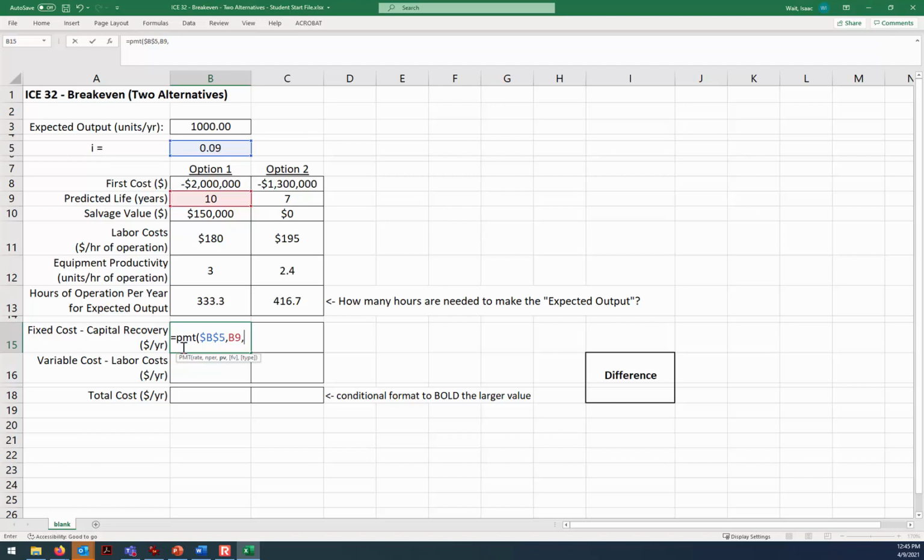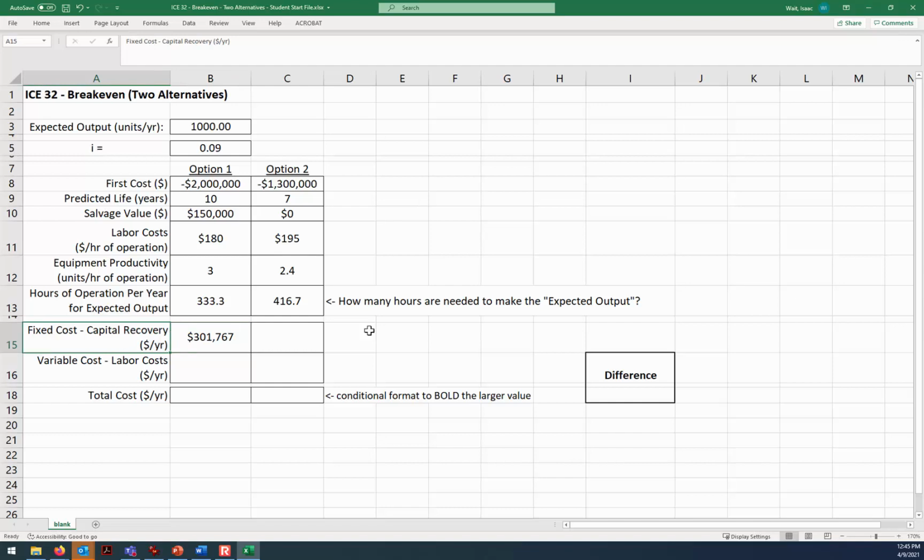You know, so it changes positives to negative in these financial equations. And so I'm not going to put the minus sign in like I normally do. And look what happens when I do that. If I just leave it as first costs here, and then the salvage value there, okay, we get 301,767 is the capital recovery for option 1.